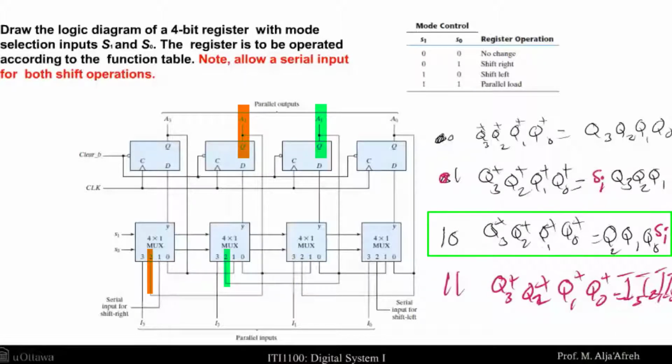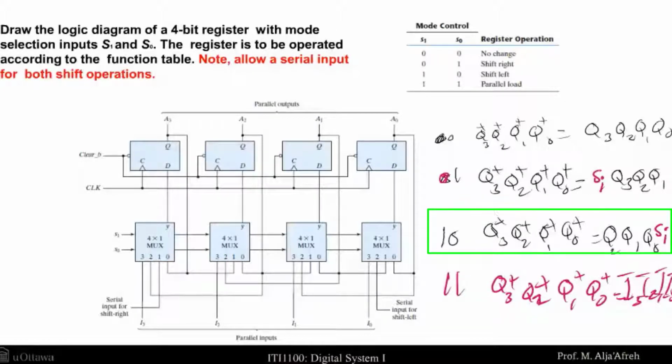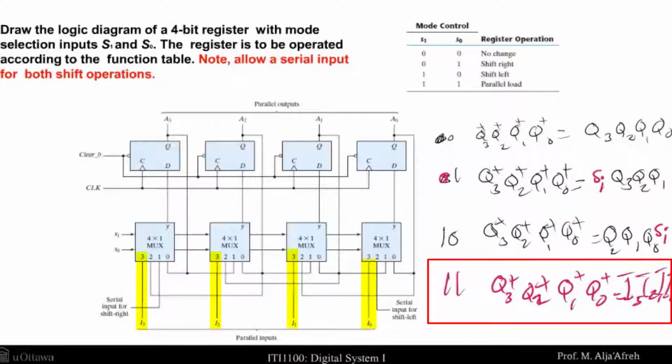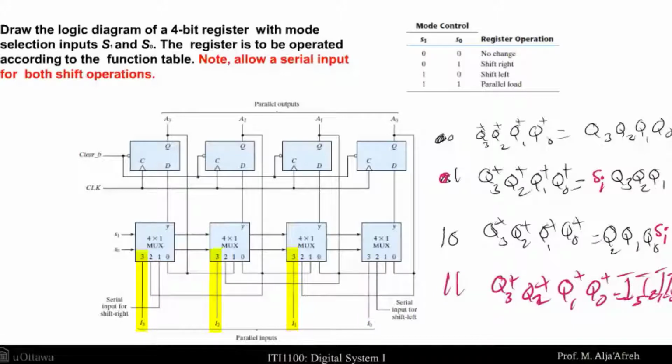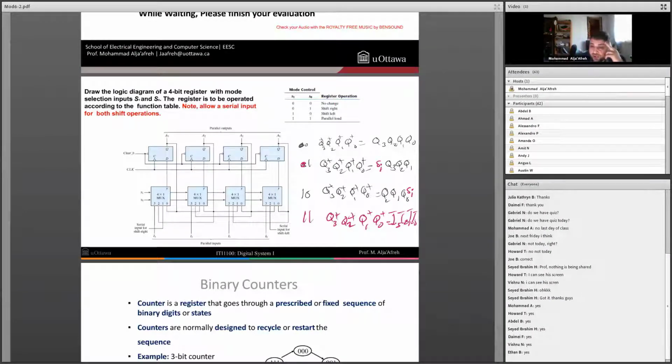Now when it comes to mode 3, when we have a selection input 1 1, we're going to select input 3 at each multiplexer. So we are going to do a direct load, parallel loading the inputs that we would like to store at the D flip-flops. Here, this is the least significant bit, so we have I0, then I1 at the second multiplexer, I2 at the third multiplexer, and I3 at the fourth multiplexer. So the characteristic equations that we derived are truly satisfied.